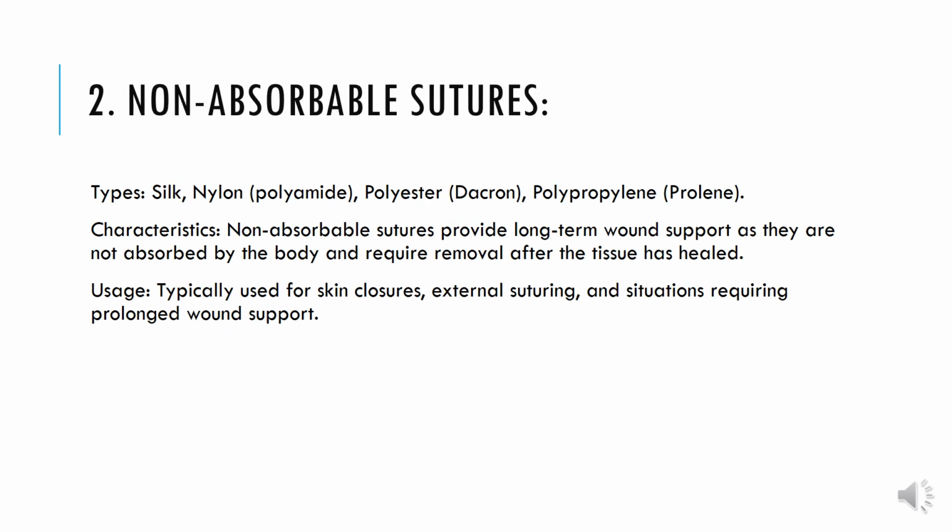The non-absorbable sutures. There are various types like silk, nylon or polyamide, polyester or Dacron, polypropylene or Prolene. Characteristics of non-absorbable sutures are that they provide long-term wound support as they are not absorbed by the body and require removal after the tissue has healed. They are typically used for skin closures, external suturing, and situations requiring prolonged wound support.